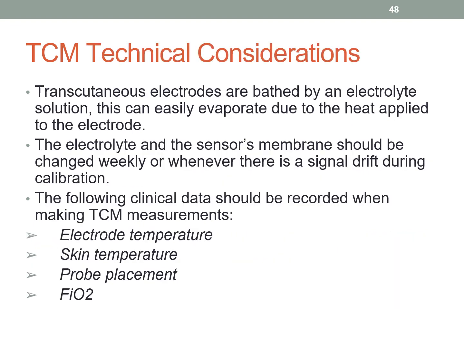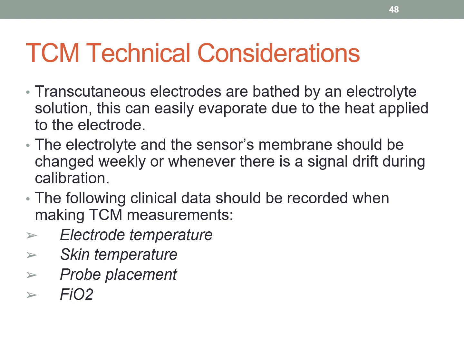The transcutaneous electrodes are bathed by an electrolyte solution, and this can evaporate due to the heat being applied. So that's also part of the little dot of gel that they put on there. The electrolyte and the sensor's membrane should be changed weekly, which is more maintenance of the machine, or whenever there is a signal drift during calibration. So make sure that you're aware of that.